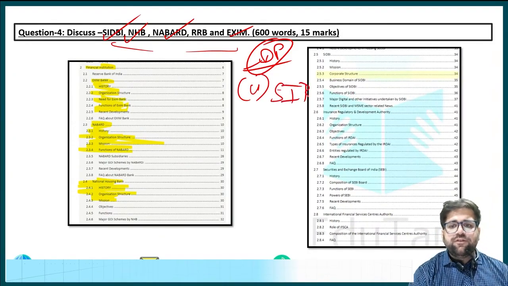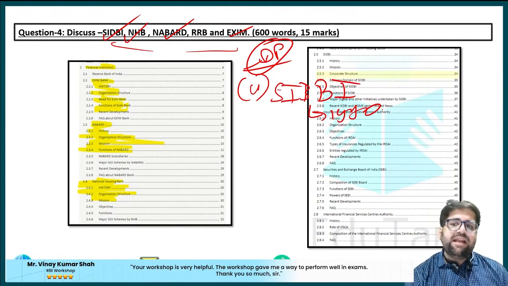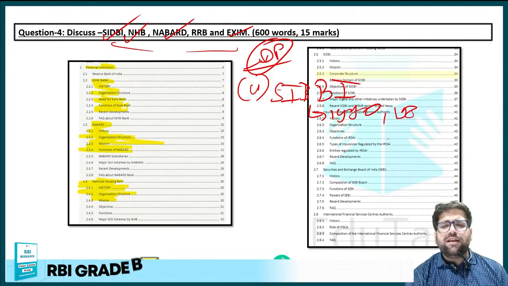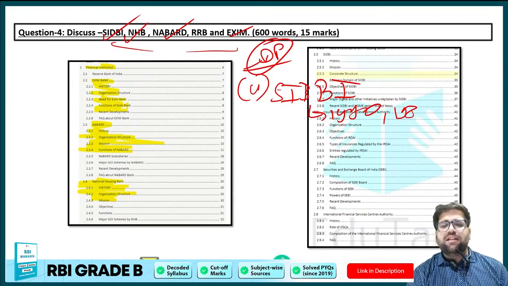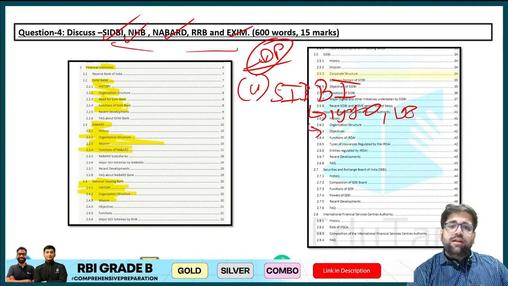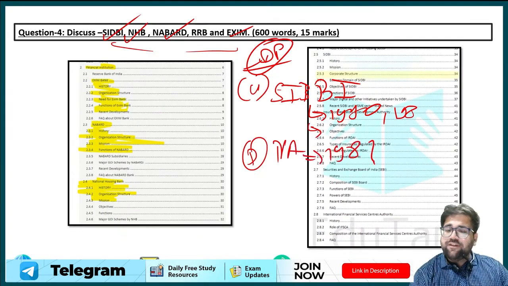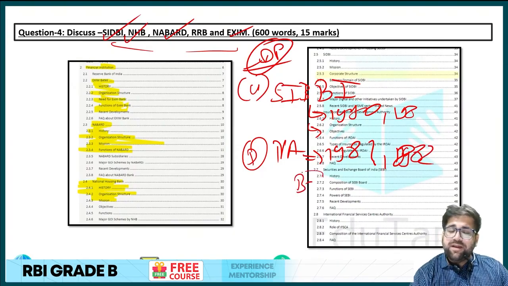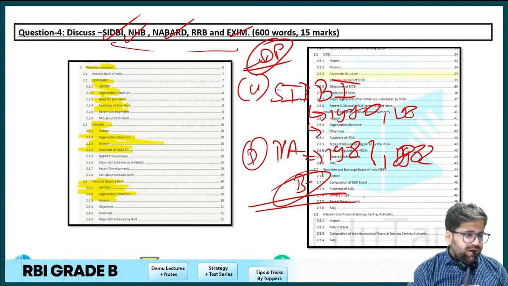Start with SIDBI. First, tell the launch year of SIDBI. SIDBI was established in 1990, if I'm not wrong, and tell the act of that particular year as well. Then you could have easily mentioned what SIDBI is all about. In the same way, you could have told about NABARD. The NABARD Act was passed in 1981. It was established in 1982 under the B. Sivaraman Committee. Then you could have told about the different roles and functions of NABARD.